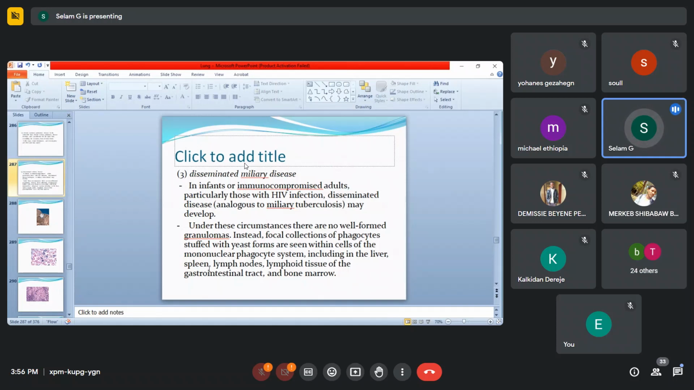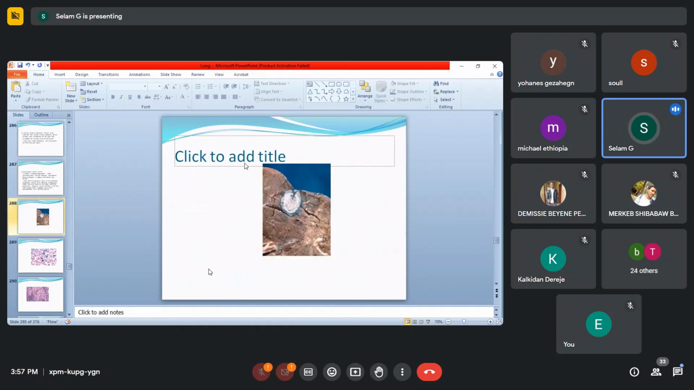Formation of granuloma will be hampered, be it for TB or fungal diseases. So the presence of T cells is important in the formation of granulomatous inflammation, and if there is immunosuppression in that line, mounting a granulomatous inflammation will be difficult and impossible.